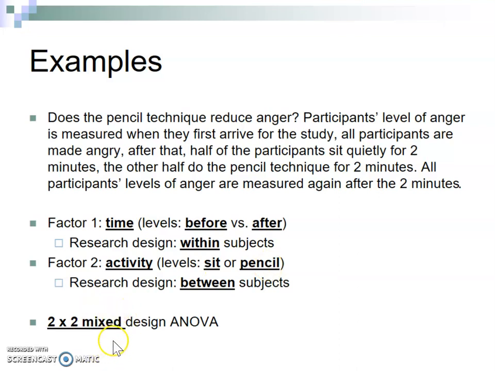And then we would call this a mixed design because this study used a mix of within subjects for one variable and between subjects for the other variable. So that's why it's called a mixed design ANOVA.